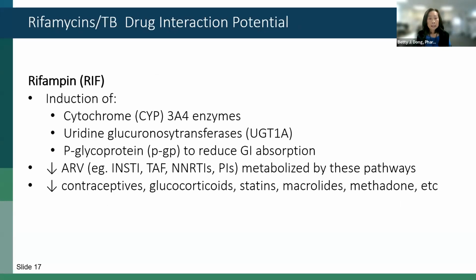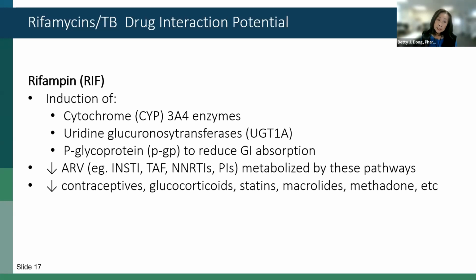So let's look at the rifamycins and their potential for drug interactions. Now, rifampin is one of our most potent drugs that does induction. It is a triple threat because it induces not only the 3A4 enzyme system, but it also induces UGT as well as PGP systems to reduce both drug concentrations and GI absorption. And that is one of our polling questions, as to why rifampin can cause significant drug interactions, because it is affecting induction of all three systems.